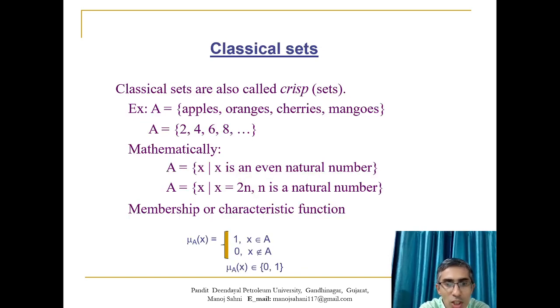The membership function, that is nu of x, nu A of x, can be defined as 1 if any element x belongs to the set A, and 0 if x does not belong to the set A. That means it is in the form of a binary, that is zeros and ones. Now, this is classical set theory, which we also call a crisp set.